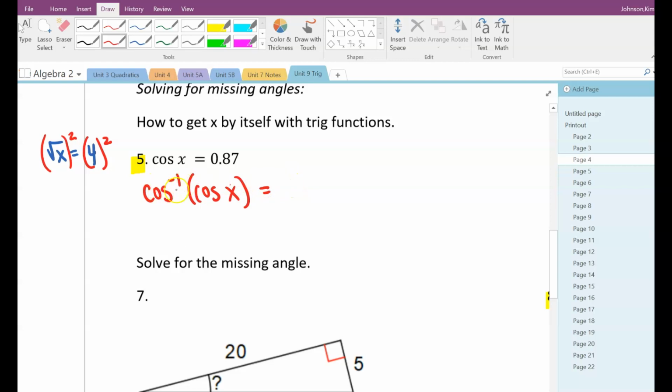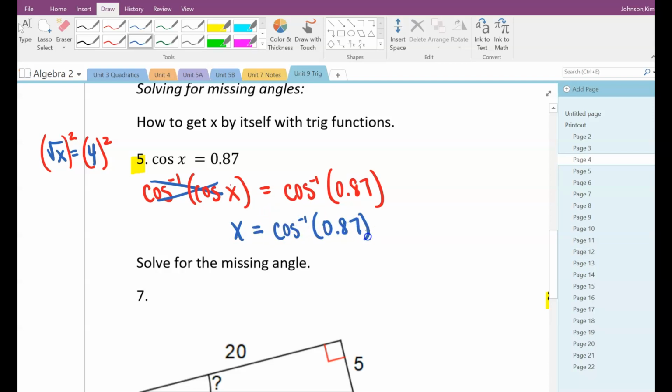And so if I take the inverse of cosine on the left side, then I need to take the inverse of cosine of the right side. So inverse cosine is going to undo the cosine. And so this will get x just by itself. So x is equal to the inverse cosine of 0.87.